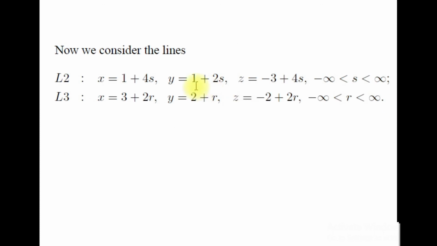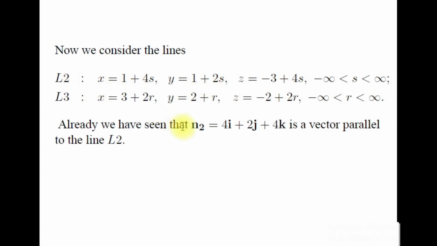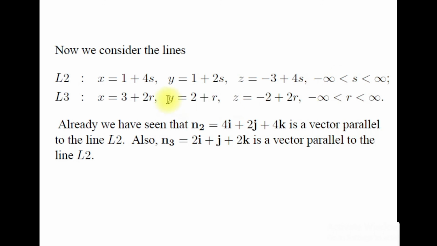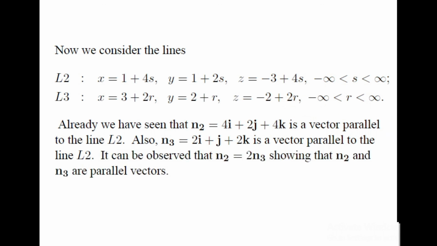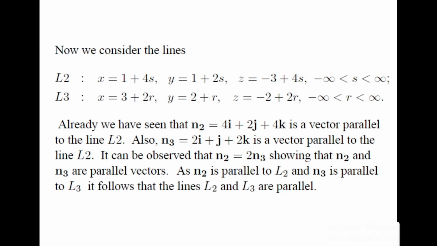Now we consider the last two lines, L2 and L3. The vector parallel to L2 is already obtained, that is n2 = 4i + 2j + 4k, and the vector parallel to L3 is n3 = 2i + j + 2k. It can be seen that vector n2 is 2 times vector n3. So vectors n2 and n3 are parallel vectors. And already we have n2 is parallel to L2 and n3 is parallel to L3. So n2 and n3 are parallel means L2 and L3 are parallel.